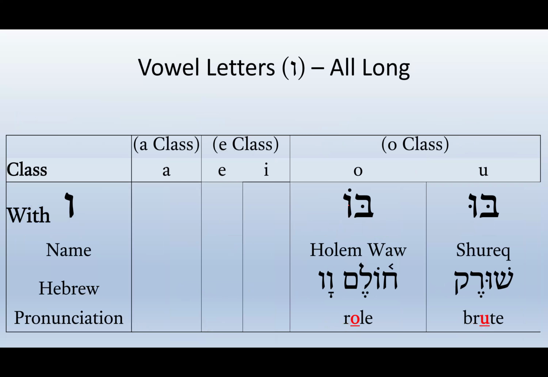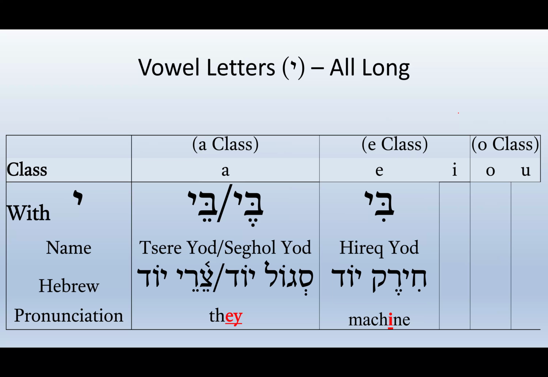Okay. With a vav, as I said a little bit ago, I know it's either going to be an O sound or a U sound. So we have this holam vav, or you have a shurik. So both of those are going to be bo or boo, okay? Like the other O vowels and U vowels that we've looked at, the sound has not changed with bo, boo.